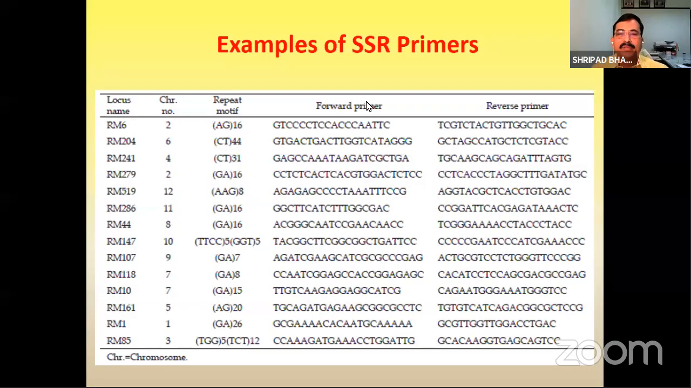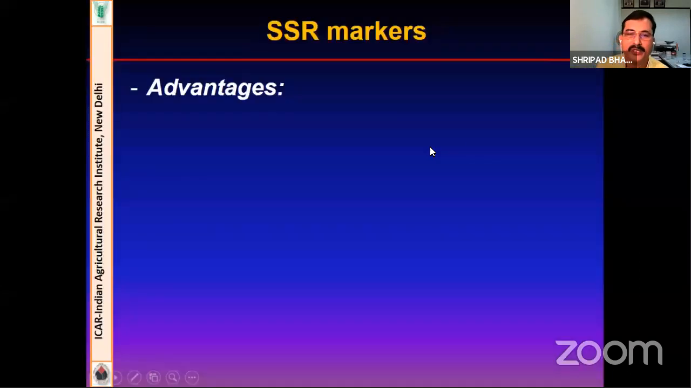So that's why I'm giving some examples of markers. You see, the marker does not have any repeated segments, whereas what this marker is going to amplify is having the repeated segments. Here, this particular pair is going to amplify a segment where AG has been repeated 16 times. Here, CT has been repeated 44 times, but the primer is not repeated, okay? So that should be clear in our mind.